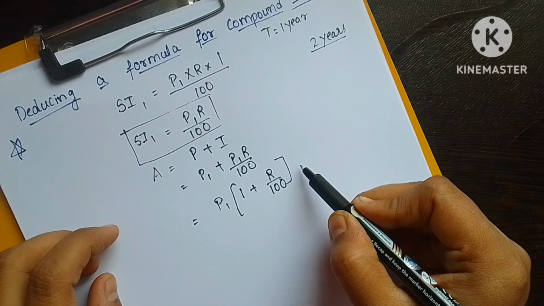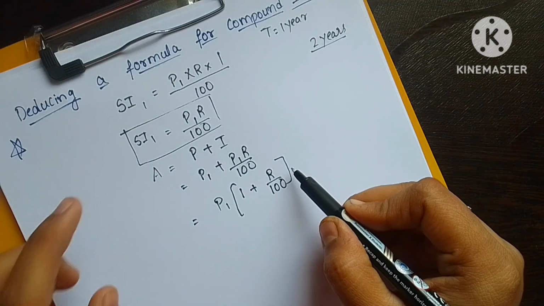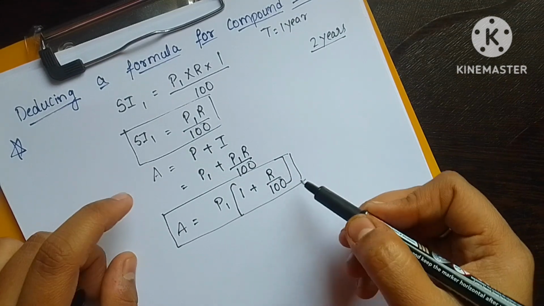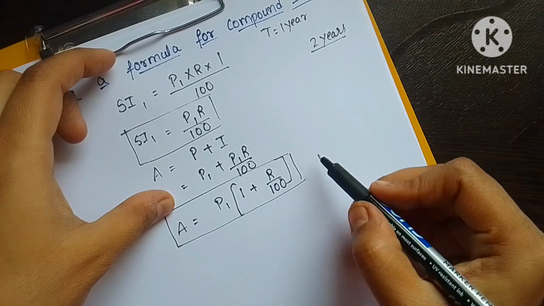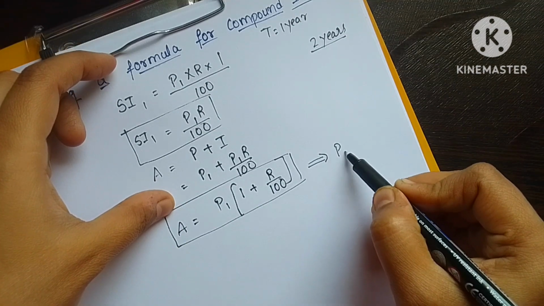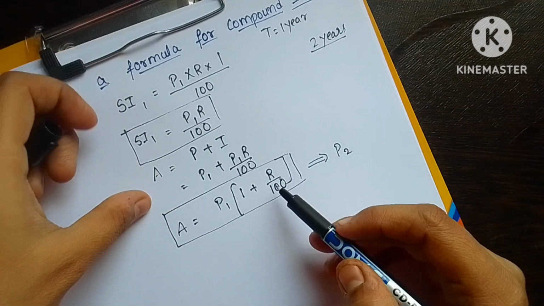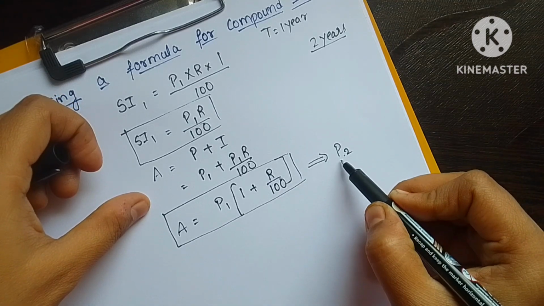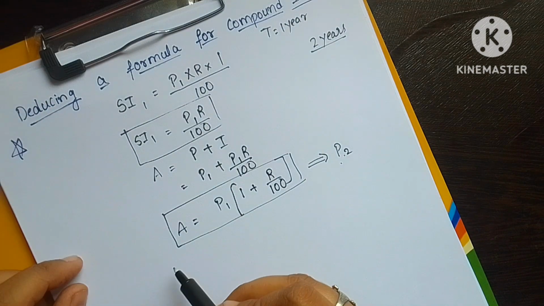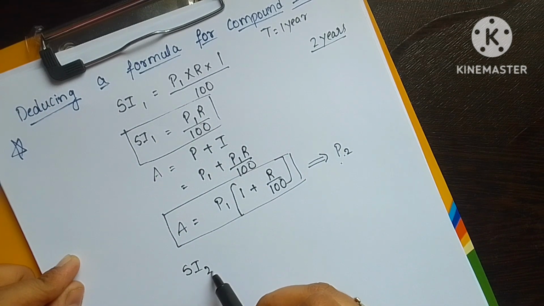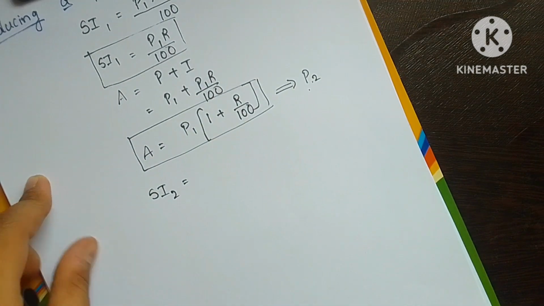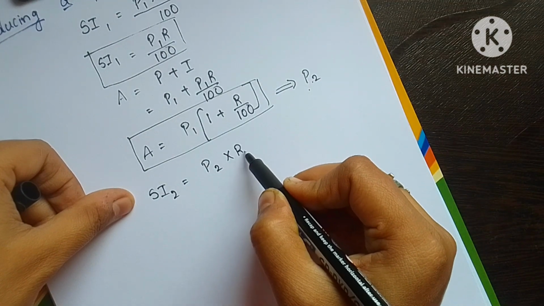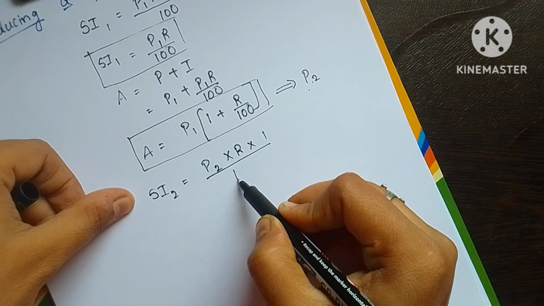So the amount for the first year is this one. This amount will become the principal for the next year. This will be principal 2. P2 means principal 2. For the second year, I will calculate SI2. SI2 is equal to P2 into R into 1 by 100.